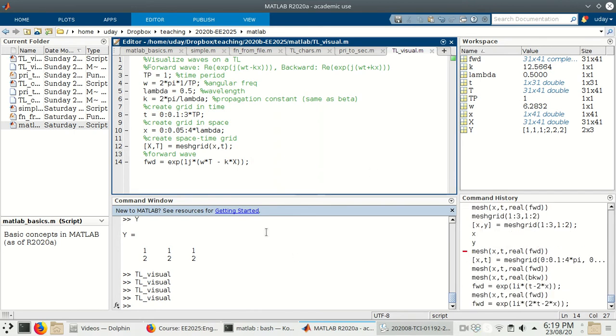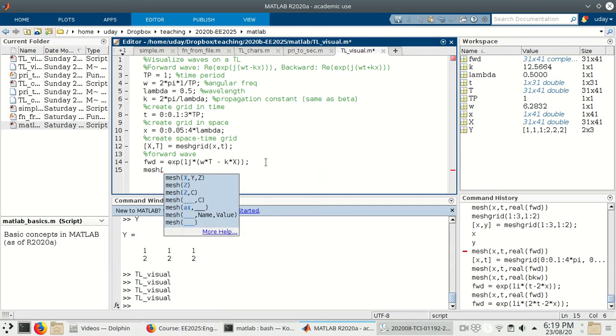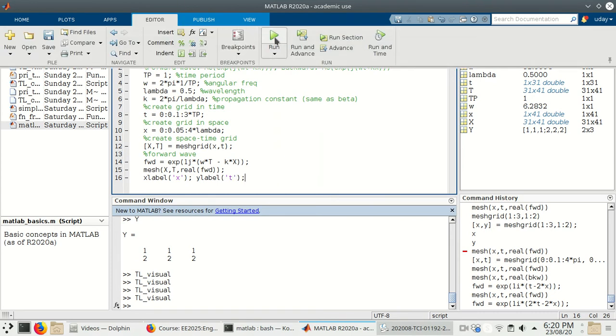Okay, so the way to visualize this in a very nice graph is to write down mesh, and let's say what is it that we have? We have x comma t. This is what has been given by meshgrid, and let's write down real part of forward. Before we do the rest, let's write down the x label so that we don't get confused. X label is x, which is space, and the y label is time. So we can just call it t. Let's go ahead and hit run over here.